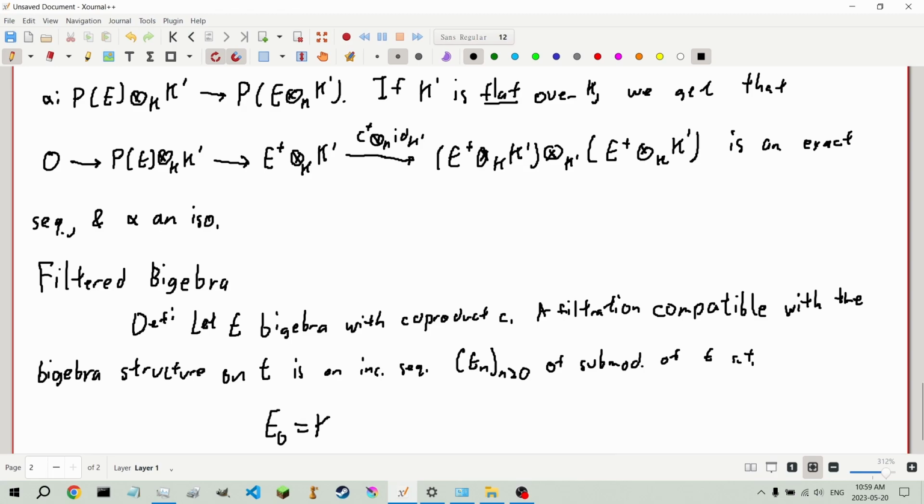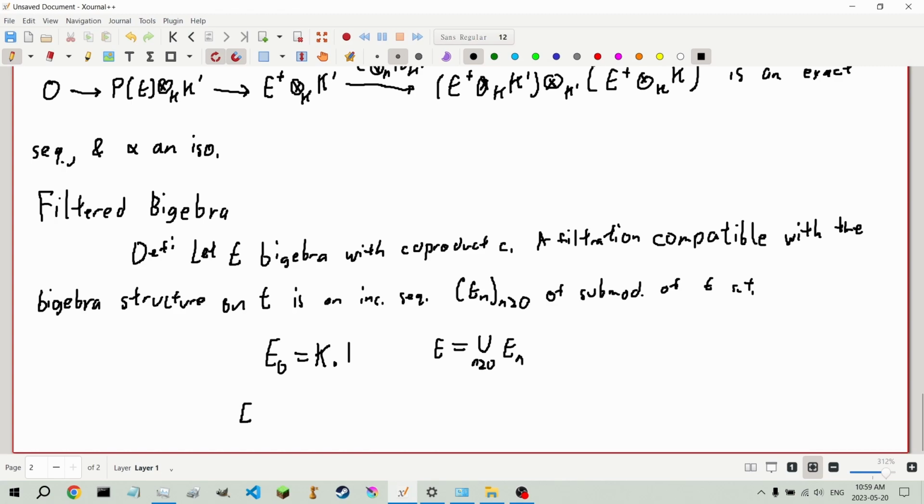E naught is the image of the base ring on 1. E as a whole is equal to the union of each E_n, so every element of E ends up being in some E_n. The product of E_m and E_n lies within E_(m plus n). And then finally, the coproduct of E_n lies within the sum for I plus J equal n of the image of E_I tensor E_J.